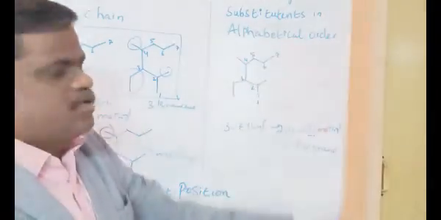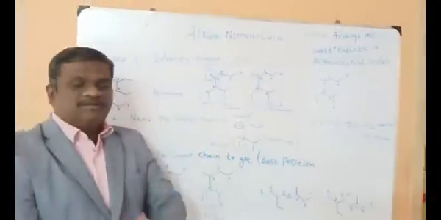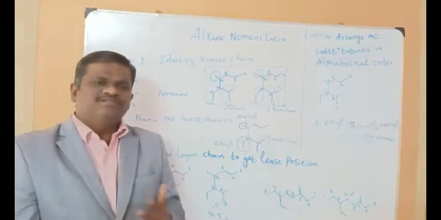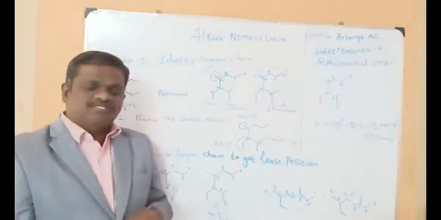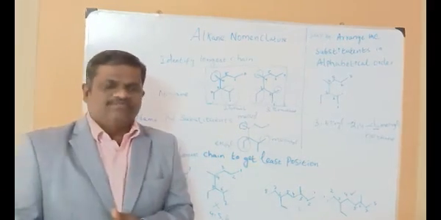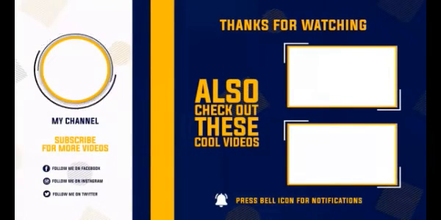So these are the 4 rules. I hope you understand the complete nomenclature of the alkane system. If you understand it, then the rest will be very easy. On the basis of this alkane nomenclature, we are going to give the nomenclature of the other functional groups.